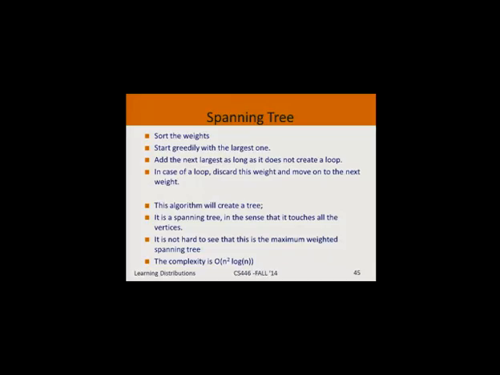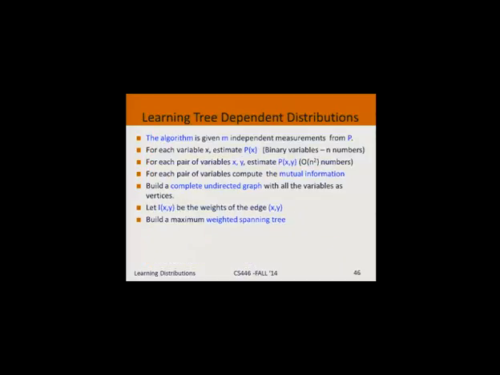You're going to touch all vertices. So it's a spanning tree. And it's also not hard to see that it's the maximum weighted spanning tree. So again, this is an algorithm that you've all seen, simple algorithm. And now we have a tree. Now we have to make it a probabilistic tree. And in order to make a probabilistic tree, first of all, you have to make it directed, it's undirected.